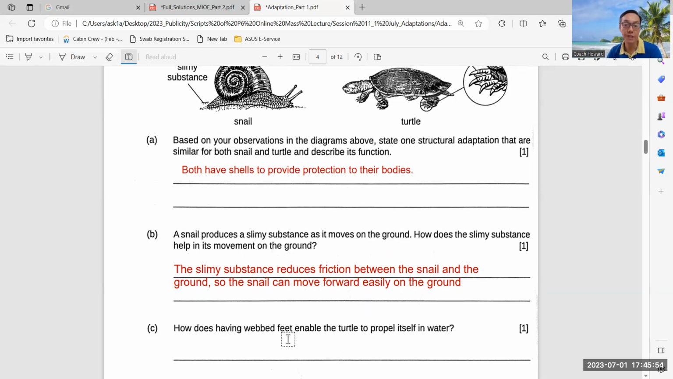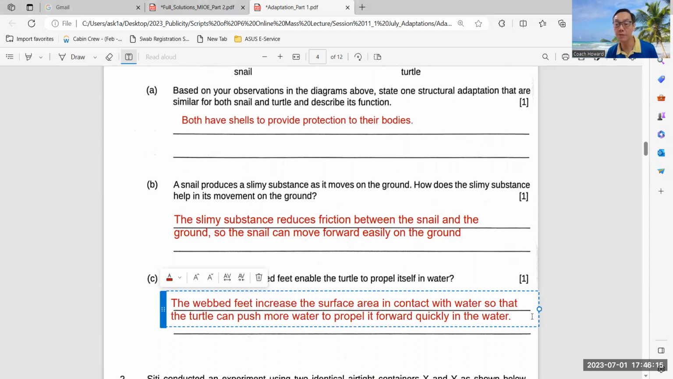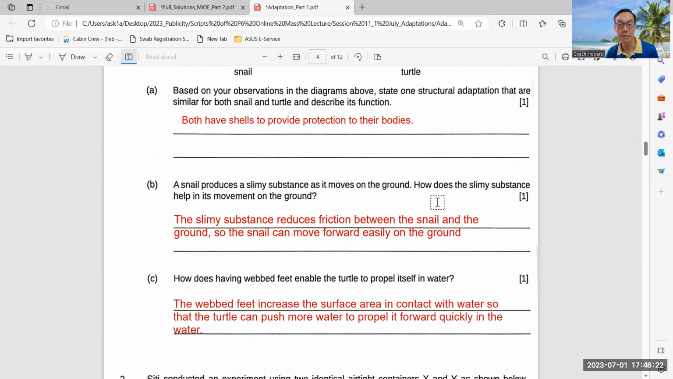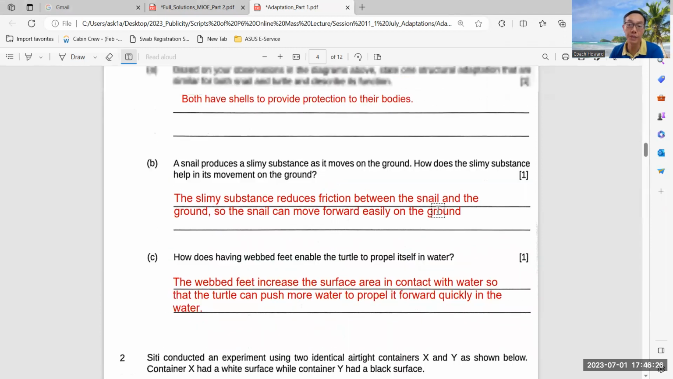How does having web feet enable the turtle to propel itself in water faster? Okay, whenever you see a web feet question, they're looking for this keyword: increase surface area in contact with the water, so the turtle can push more water to propel itself forward. So the keyword you notice is increased surface area in contact with the water. Okay, so the turtle can push more water to propel itself forward quickly.